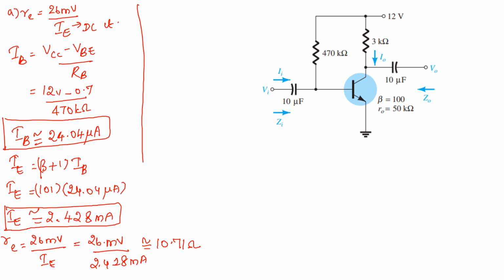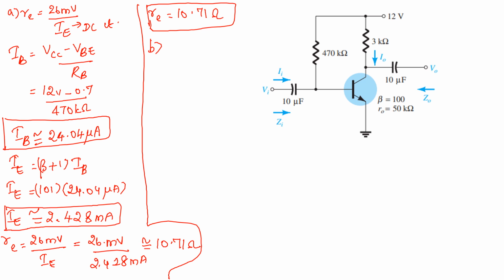So now you have got the value for RE is equal to 10.71 ohm. Okay, so now you have got the value for RE. Now we can go to the next part, that is your B part. In the B part you have to find out the value for input impedance, right?